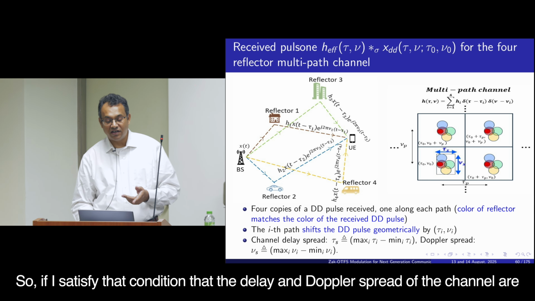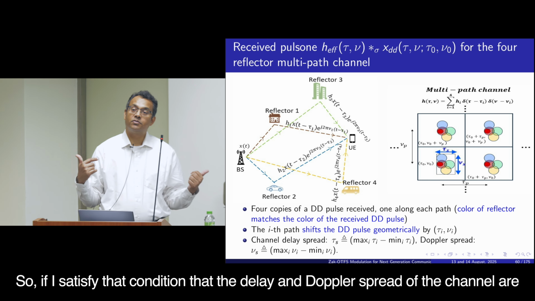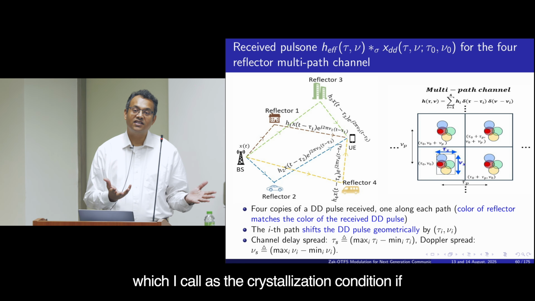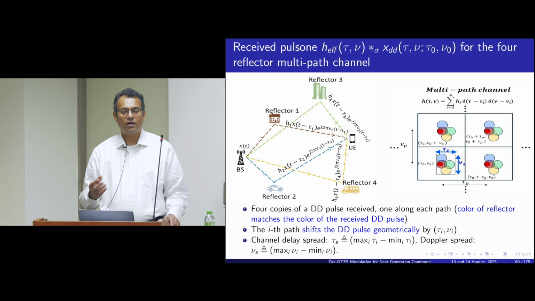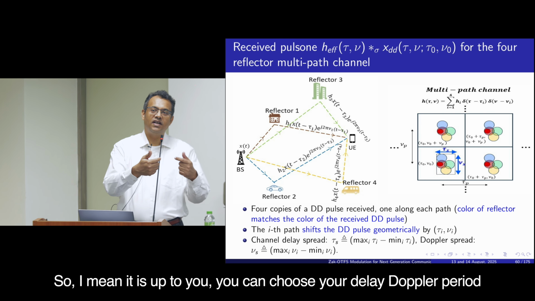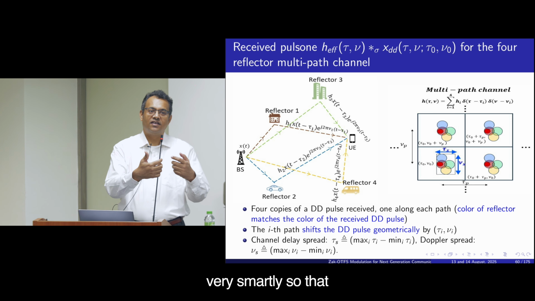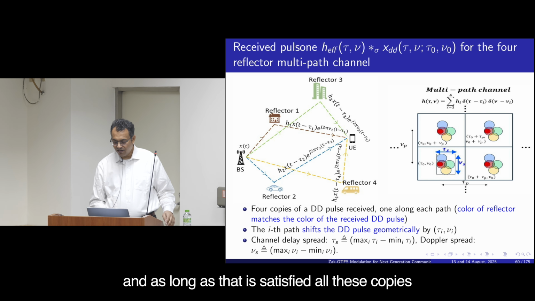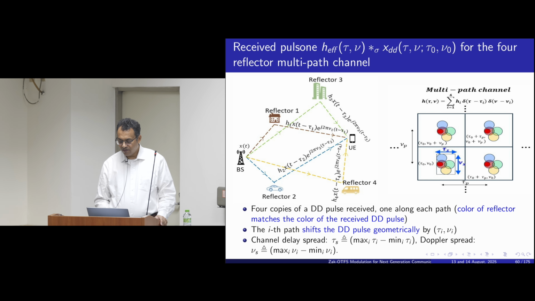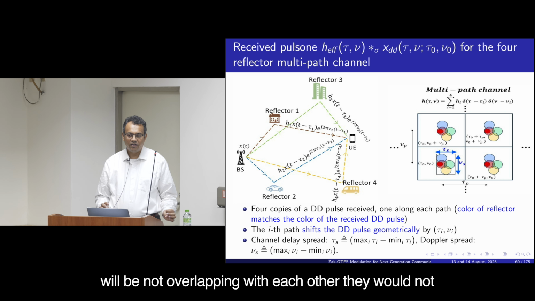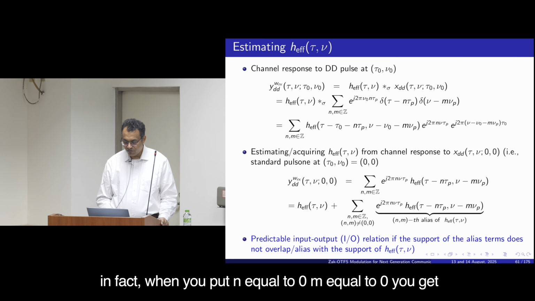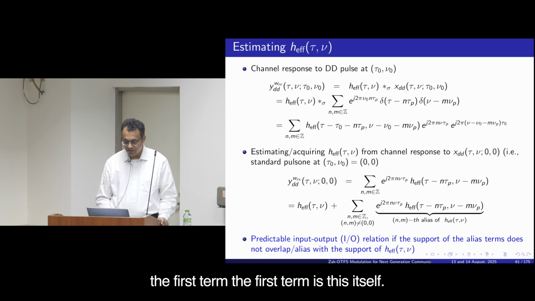So, if I satisfy that condition, that the delay and Doppler spread of the channel are less than the delay and Doppler period, which I call the crystallization condition, it is up to you. You can choose your delay Doppler period very smartly so that that condition is satisfied. And as long as that is satisfied, all these copies, here I have only shown 4 copies, will not overlap with each other. And so, when you put n equal to 0, m equal to 0, you get the first term is this itself.